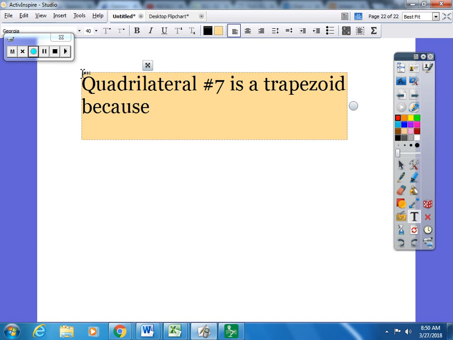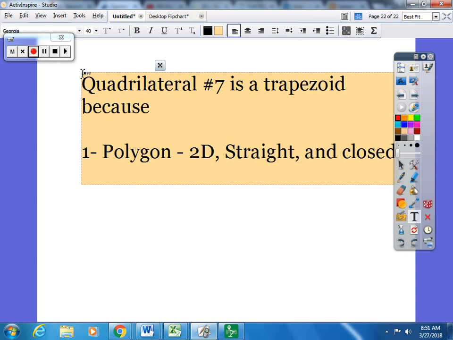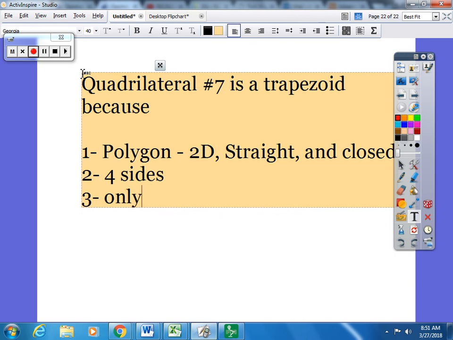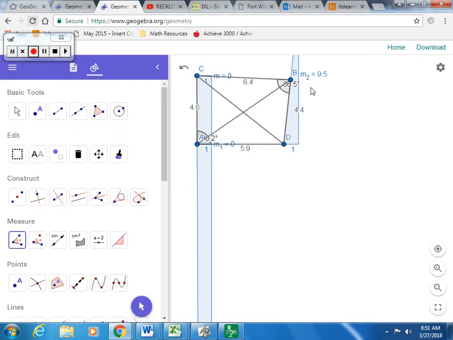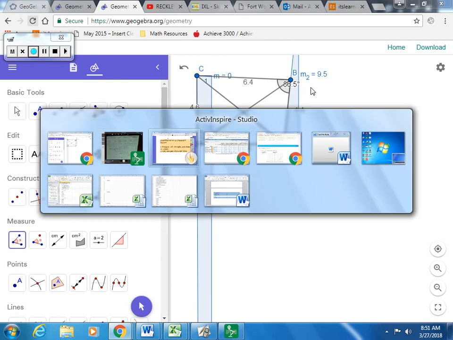because, and then you have to give three reasons. So the first reason is because, first of all, it's a polygon. How do I know it's a polygon? Because it's 2D, straight and closed. Second reason, it has four sides. Third reason, it has only one pair of parallel sides. So you're going to do the same thing for yours. Figure out exactly which one it is. You can use the table to help you figure out which one it is. And then from there, give us three reasons.